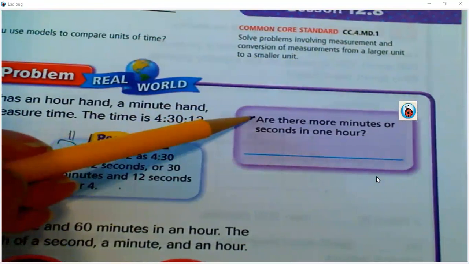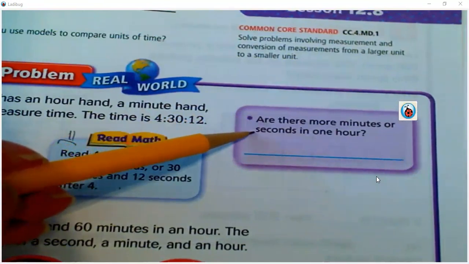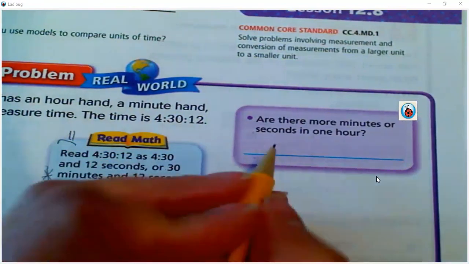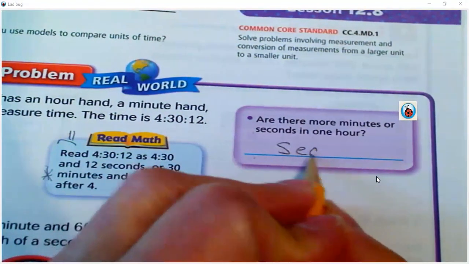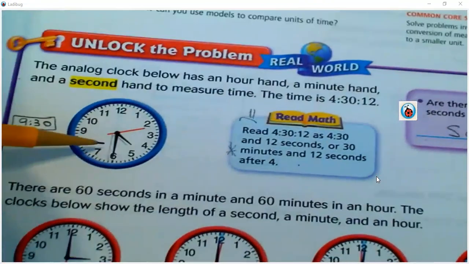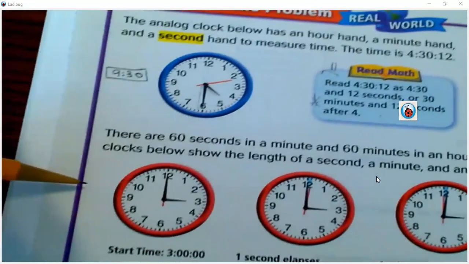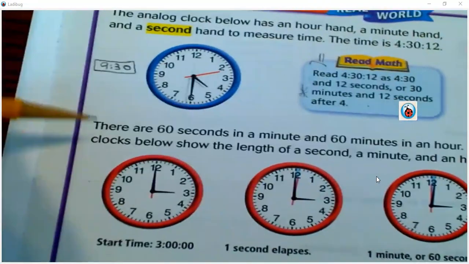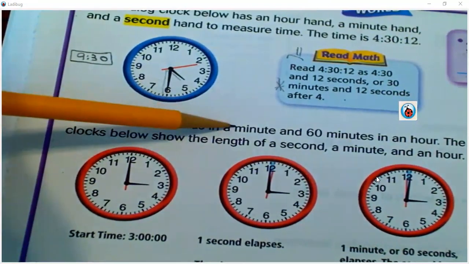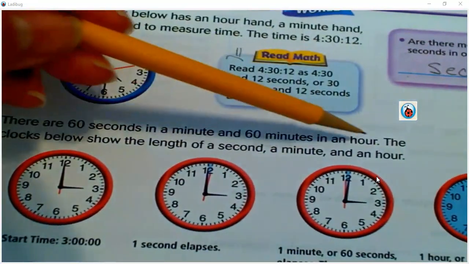Are there more minutes or seconds in an hour? Well, we know most definitely there are more seconds in an hour. Seconds are a smaller unit of time, right? They're the smallest unit of time. And then we have minutes, and then we have hours. Let's check it out. Let's look at what's going on here. So we know that there are 60 seconds in a minute and 60 minutes in an hour.